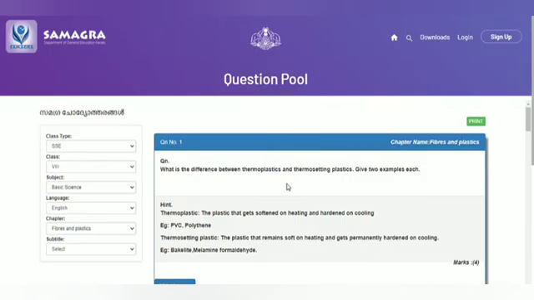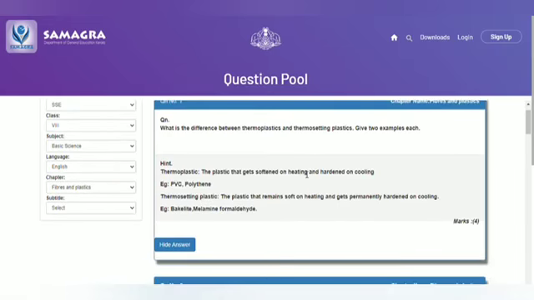The next chapter we are going to discuss is the fibers and the plastics. What is the difference between thermoplastic and thermosetting plastic? Give two examples each. That is, first thermoplastic, the plastic that gets softened on heating and hardened on cooling. Example, PVC and polythene. Thermosetting plastic, the plastic that remains soft on heating and gets permanently hard on cooling.